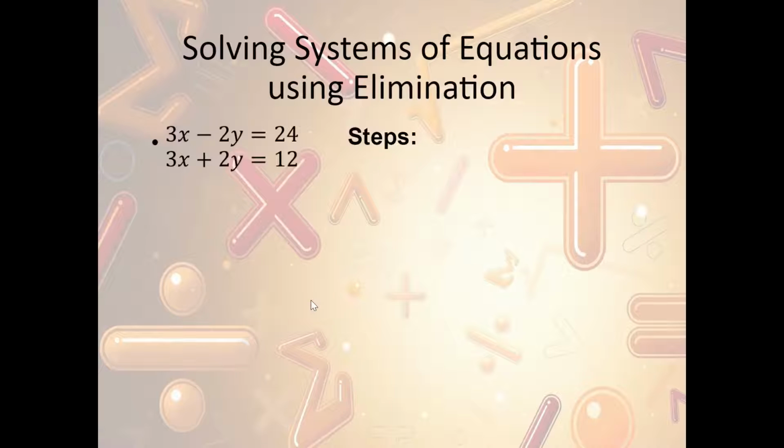Now let's talk about how we can solve this without having to graph. If we're given something like this, 3x minus 2y is equal to 24 and 3x plus 2y is equal to 12, we're going to go ahead and solve this using what we call elimination.